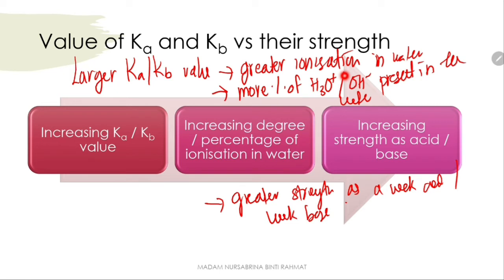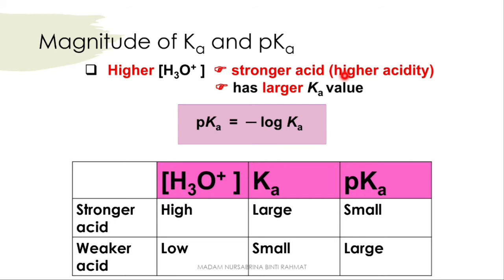Sometimes the Ka and Kb will be shown in the form of pKa and pKb. You will learn about pKa and pKb after you learn about pH and pOH. So pKa is actually negative log Ka. That means an increased Ka value means a lower pKa. It's just a simple calculation: if you want to convert between Ka and pKa, you simply take the negative log of Ka to get your pKa, and the relationship is inversely proportional.